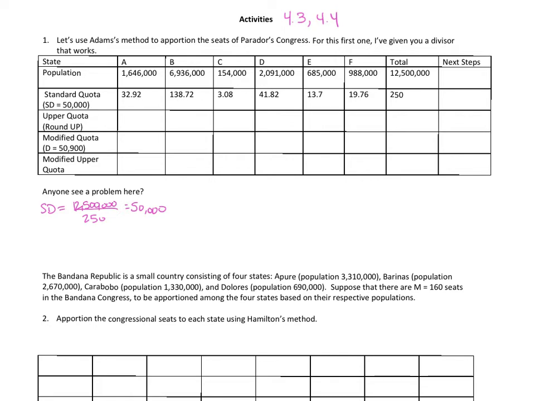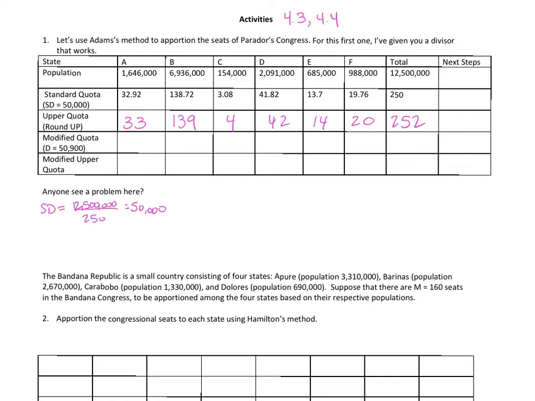Okay, now Adams' method says round everything up. Just always go up to the next whole number. So we've got 33, 139, 4, 42, 14, and 20. And when we add these up, we get 252, which is too big, right? We only have 250 seats to give out.